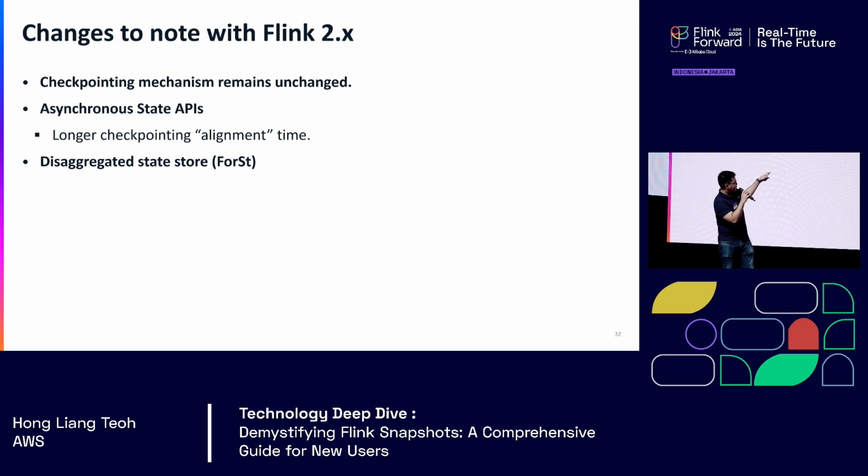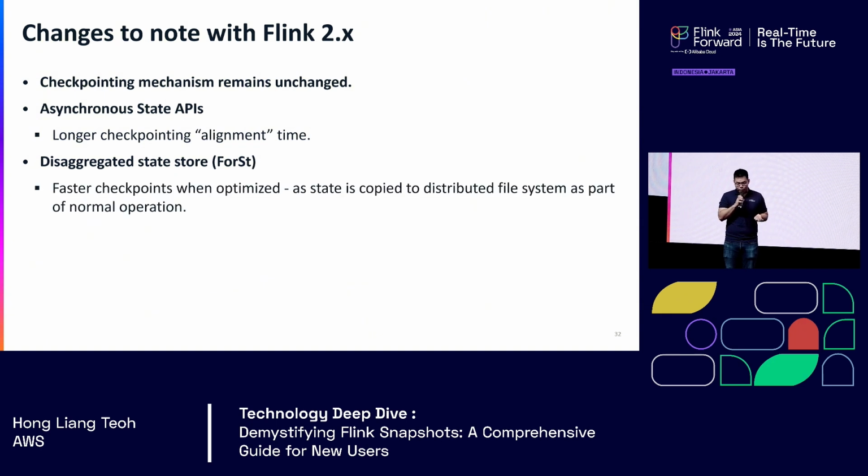It's for the streaming state backend, ForStDB. I think we talked about it in the keynote. There's a different state backend that you can store. The difference is, I think Yuan Mei talked about it, there are two main differences. One is, it's going to be faster to take checkpoints.